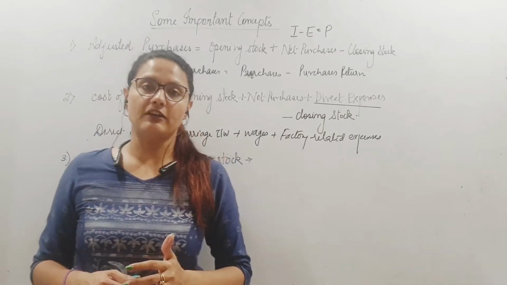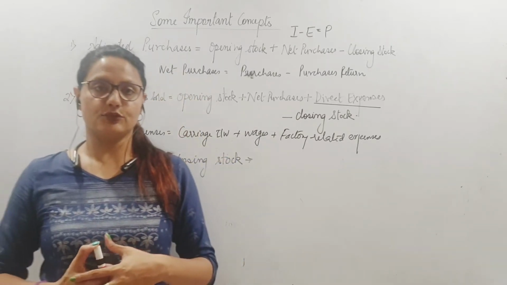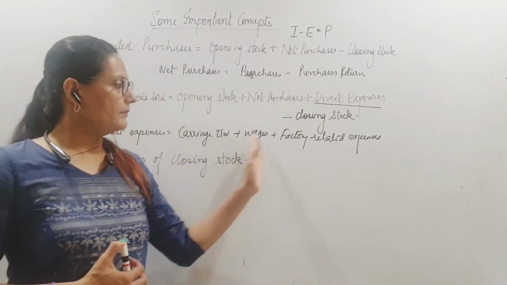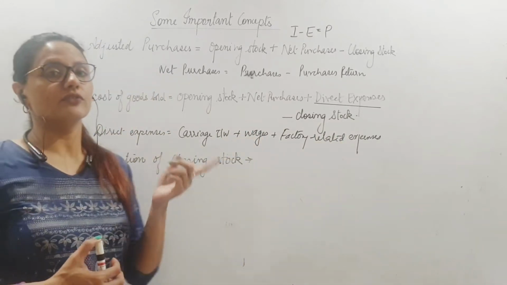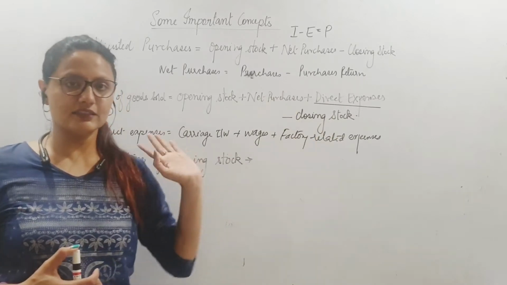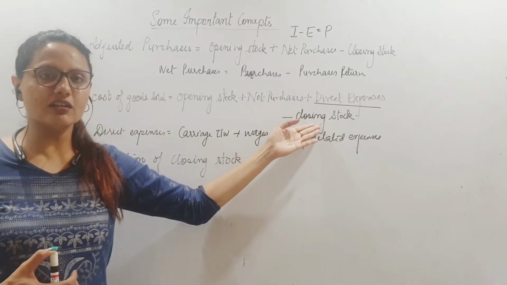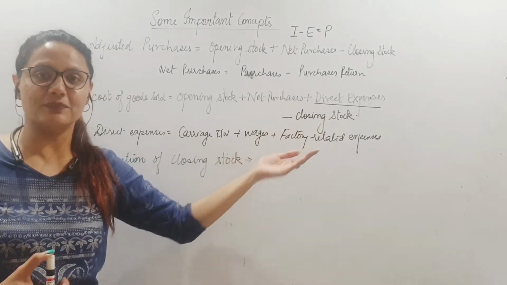import duties that you have paid, custom duties, royalties that you have paid. All this will be added. Alright. So this will give me cost of goods sold. Of course, we are subtracting closing stock. Did we sell closing stock? No, that is why it is still there with me, right?